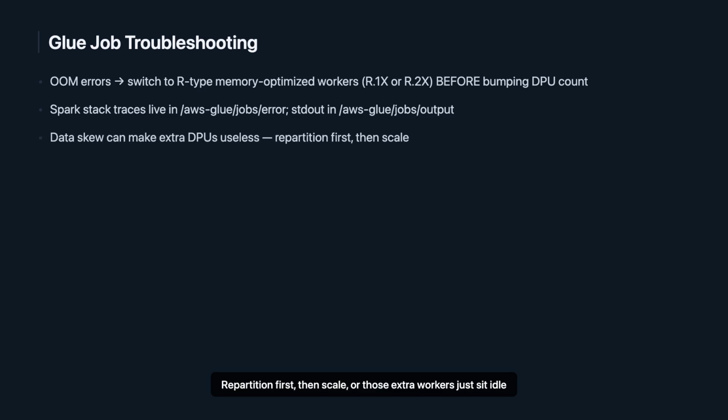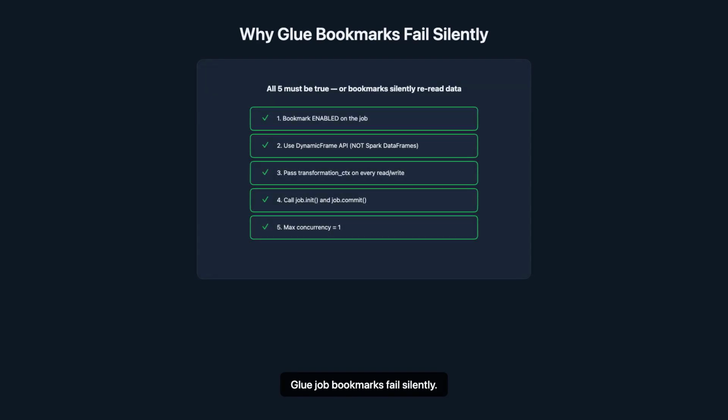Repartition first, then scale, or those extra workers just sit idle while one straggler finishes the job. Glue job bookmarks fail silently. No error, no warning, just yesterday's data getting reprocessed. 5 conditions must all be true.